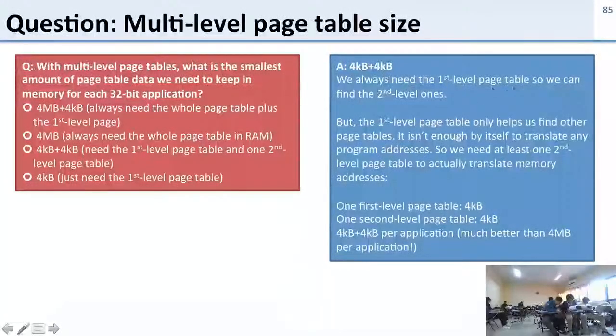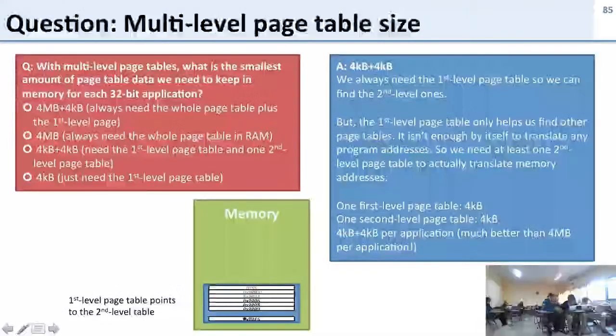We always need the first level page table because the first level page table lets us find the second level page tables. But if we want to actually do anything with the program, we need both a first level page table and a second level one, at least one, so that we can do some real translations. So we need one first level page table, 4 kilobytes, and one second level page table, 4 kilobytes. So the minimum amount is 4 plus 4 kilobytes, or 8 kilobytes per program, which is much better than 4 megabytes per program if we have to keep the whole page table in memory.